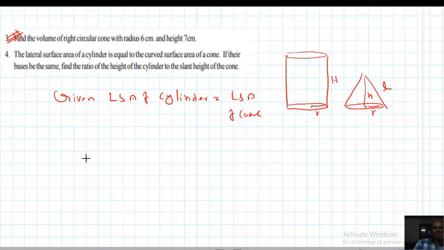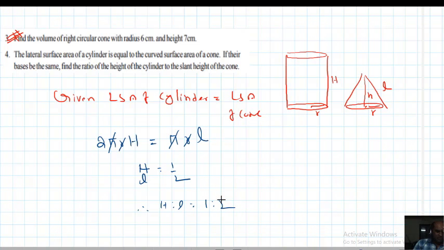So indirectly what is given? LSA of a cylinder is 2 pi RH. 2 pi RH equal to LSA pi RL. So what happened here? This gets cancelled, R gets cancelled. What do you want? Height of the cylinder to the slant height. Oh, easy. H by L equal to 1 by 2. Therefore, H is to L equal to 1 is to 2. The required ratio is 1 is to 2.